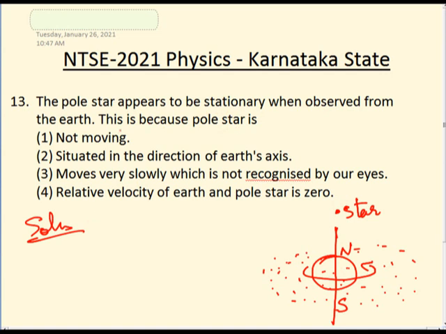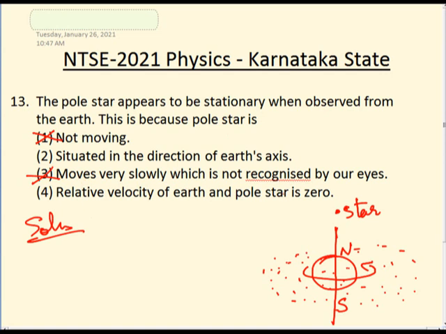Okay, let us look at the options. The pole star appears to be stationary because it is not moving. No, all stars are in motion, nothing in the universe is at rest, so everything is in relative motion. So this is not the option. Situated in the direction of earth's axis, yeah, maybe this is the right option, but let's check the other two also. Moves very slowly, which is not recognized by our eyes. No, they won't say it is stationary unless they have found it and justified it using telescopes. So this is not an option.